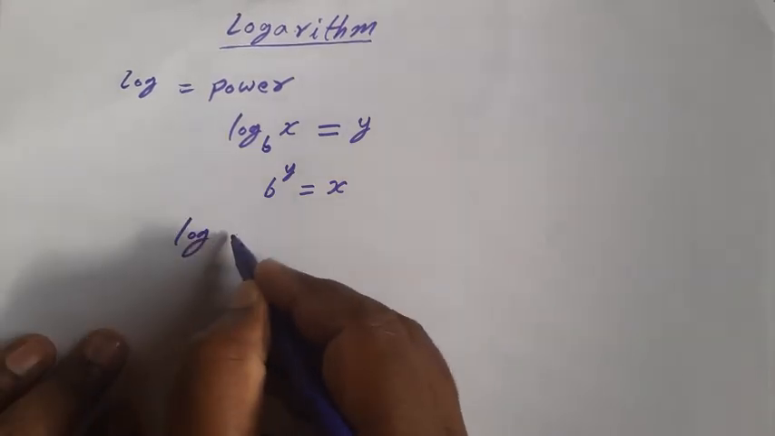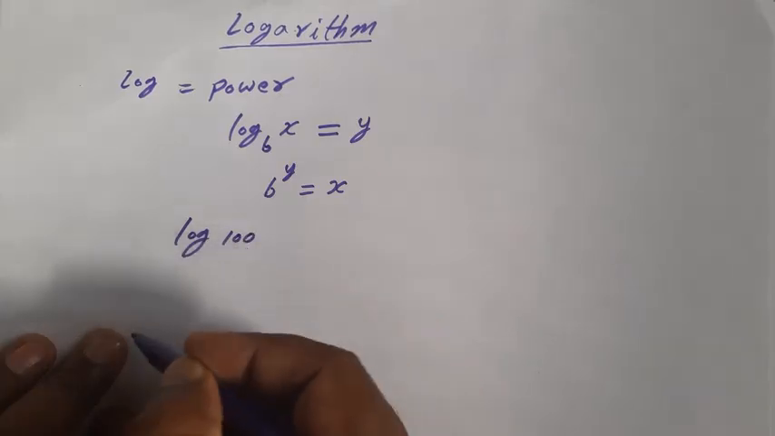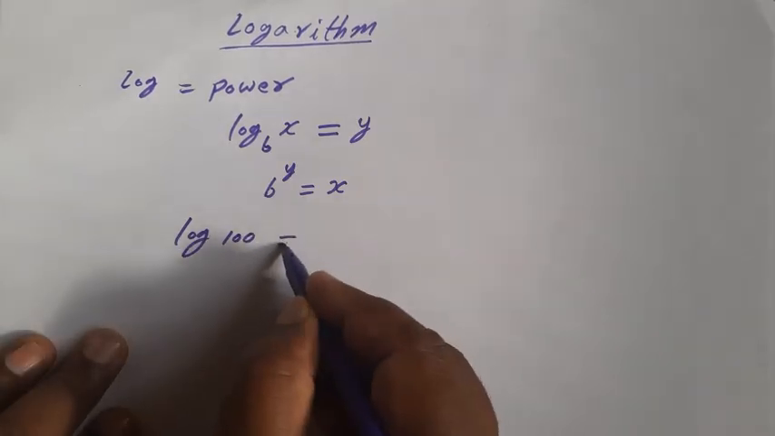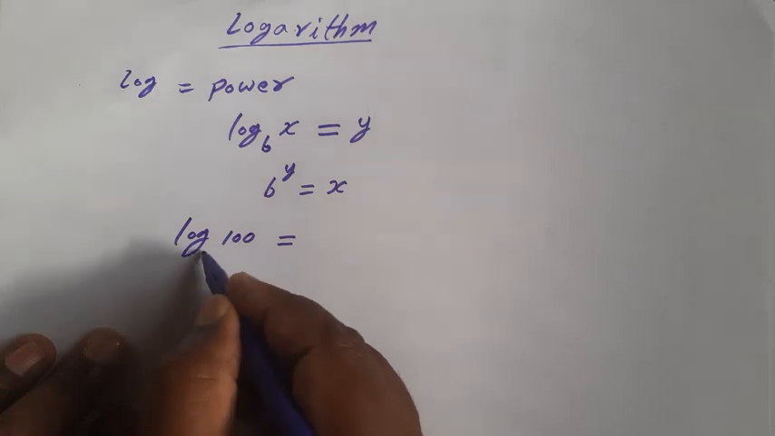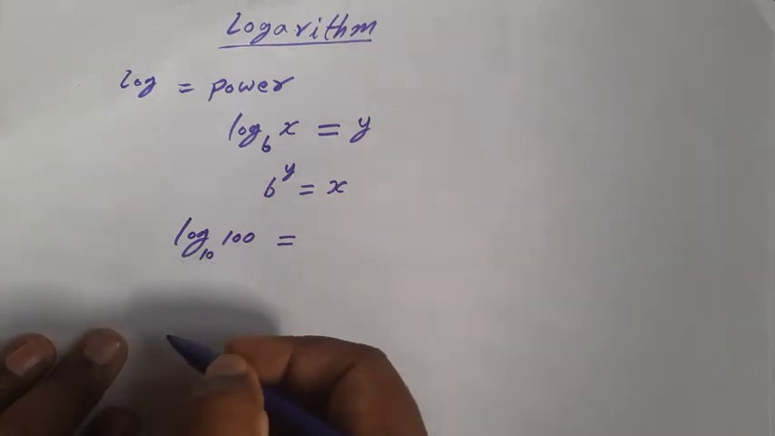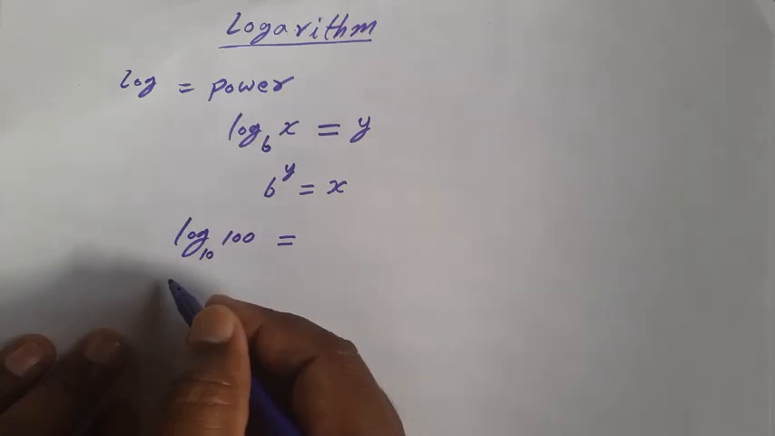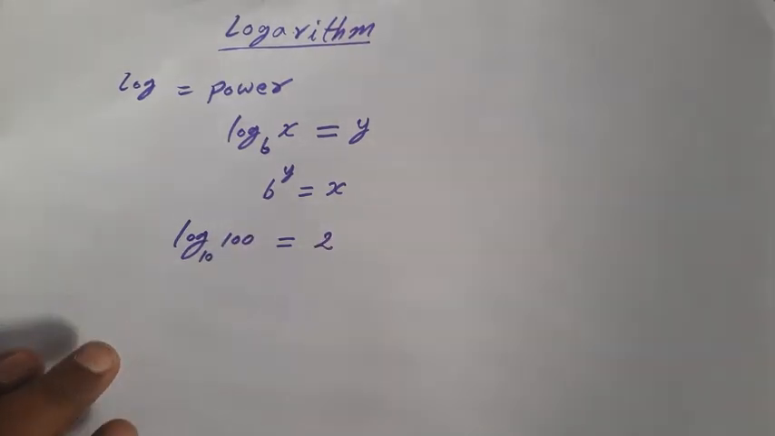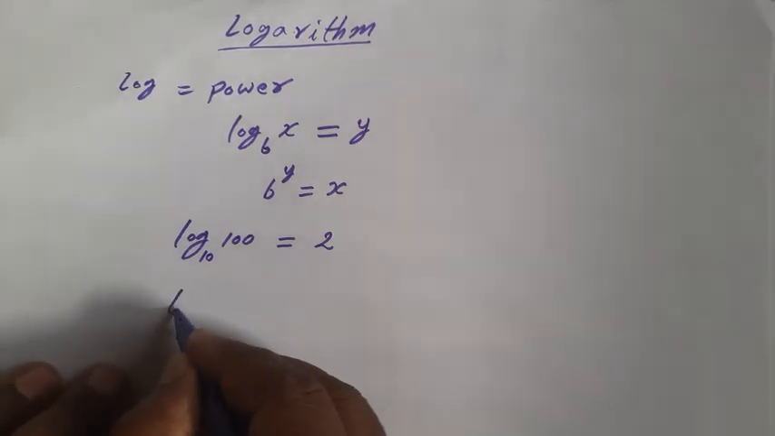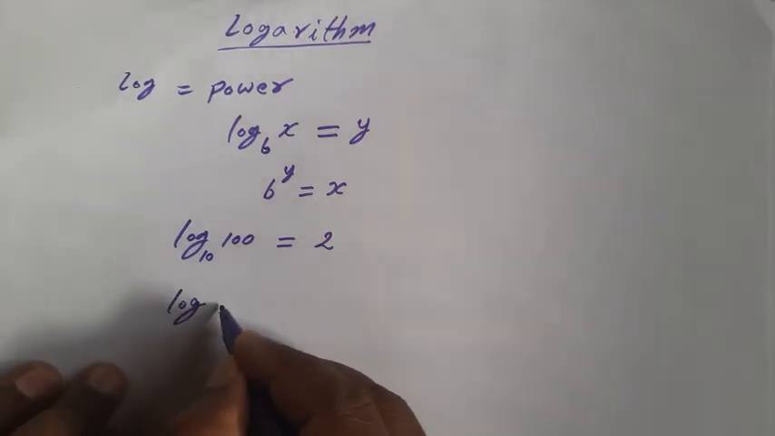Log 100 equals what? If nothing is written as the base, we always have to assume it is 10. So log 100 base 10 equals 2. Okay. Now take one more example.